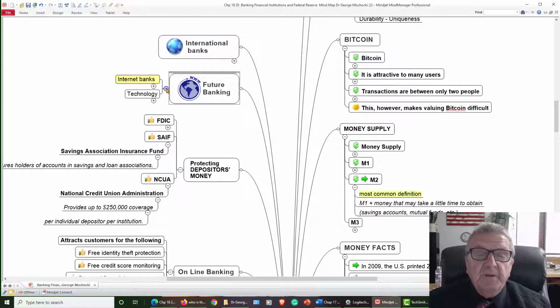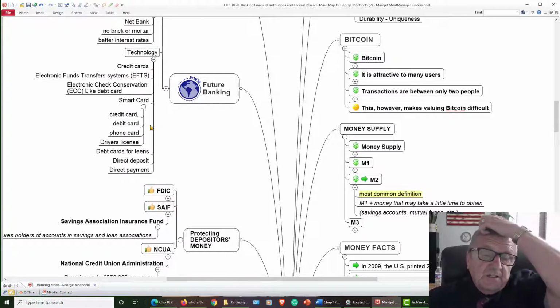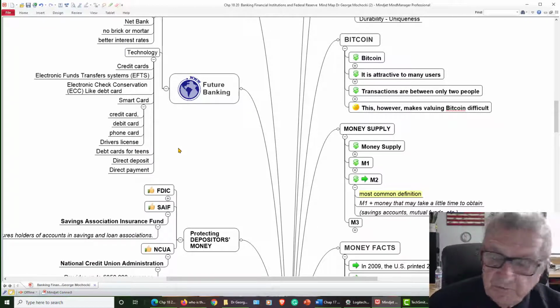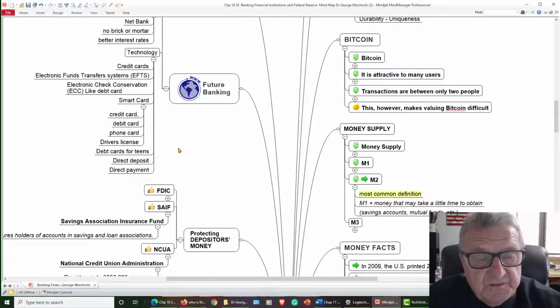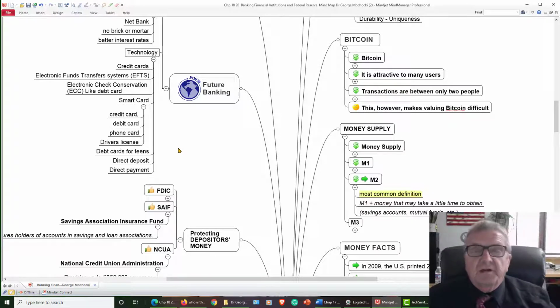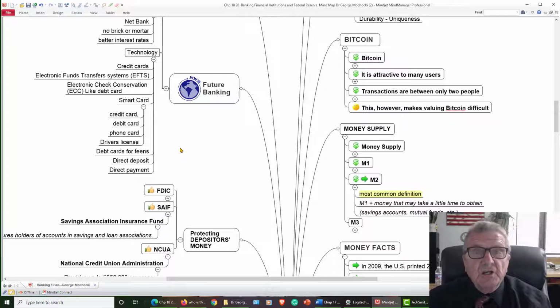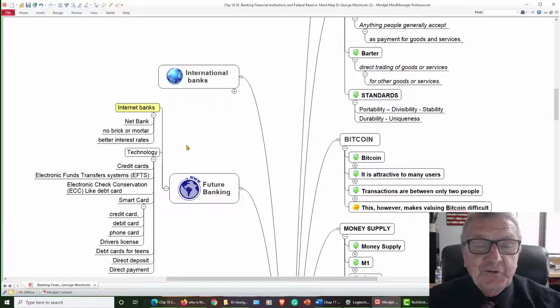Okay, the future of banking is internet banking. That's where we're at. Technology: credit card, debit card, driver's license, my smartphone. Pretty soon I don't even have to have my card or wallet. I just tap it, and it will deposit or take the money in or out. Everything is going more electronic. It's less and less cash. It's going to be a unit, for lack of a better word. The future is here. I'm teasing you.